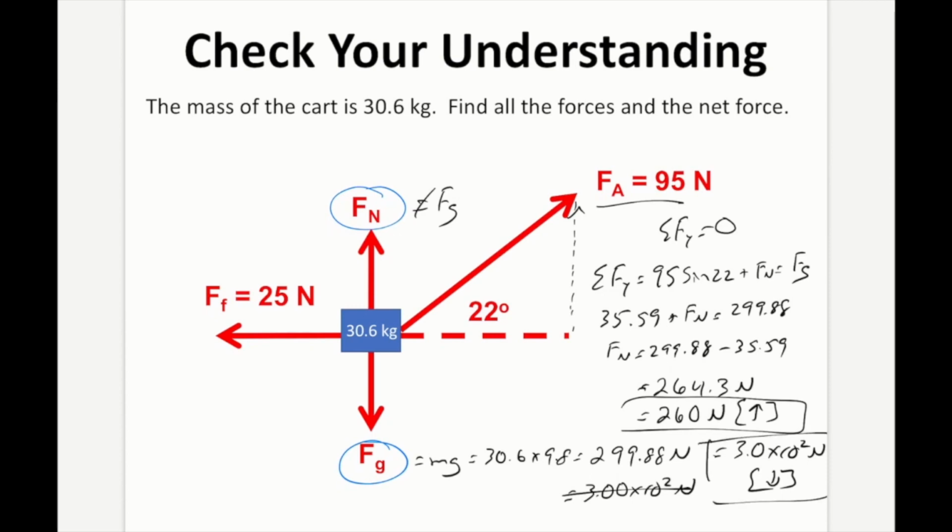Now, the last thing we need to find is the Fnet. The Fnet is going to be the sum of the forces in all the directions. In this case, we know the sum of the Fy's is going to be equal to 0. We just figured that out, right? It's not flying into the air. It's not sinking to the ground. So the Fy's are 0. So the only thing we need to be concerned with are the Fx.